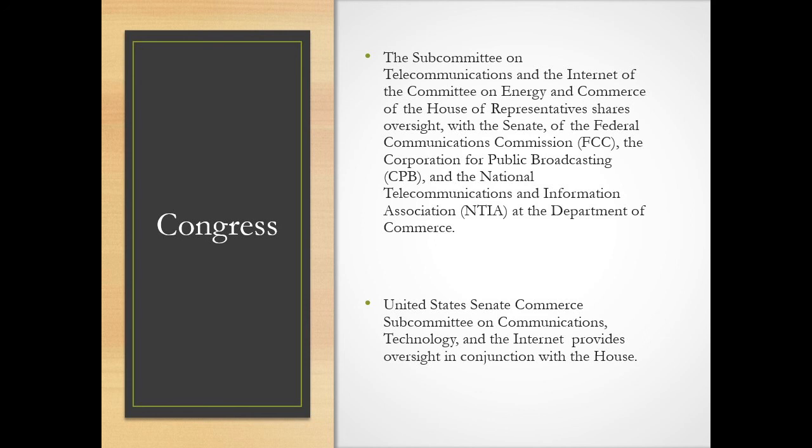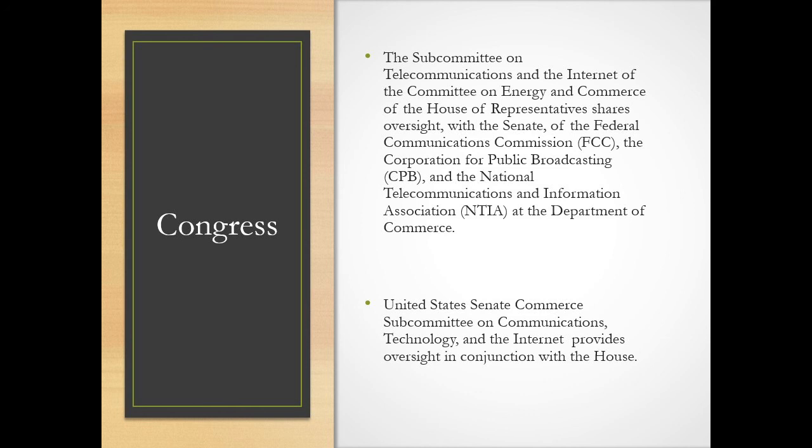So Big Bird gets his feathers preened from the Committee on Energy and Commerce, of all things, and the Subcommittee of Telecommunications and the Internet. They're the ones who oversee, and by oversee I mean fund, 12% of the Corporation of Public Broadcasting. 88% is private donations. So 12% of their funding comes from the federal government.